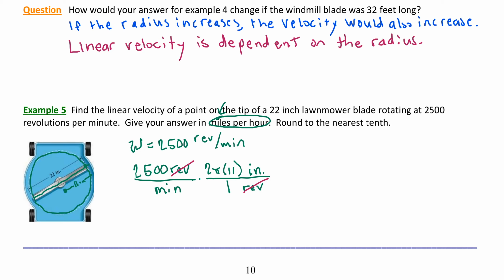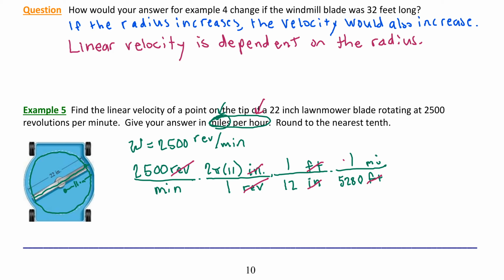So let's do the work and convert inches to miles. So we're going to do a little stop in the middle here with feet. In 1 foot, there's 12 inches. Then we can convert feet to miles. We know that in 1 mile, there's 5,280 feet. Double checking here, inches cancel, feet cancel. Our current units are miles per minute. We need to convert this to miles per hour.